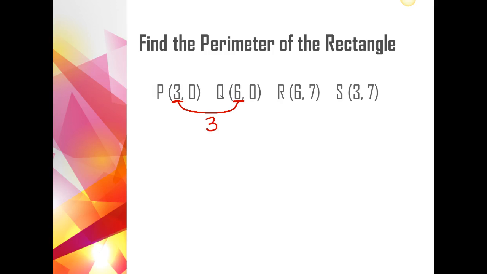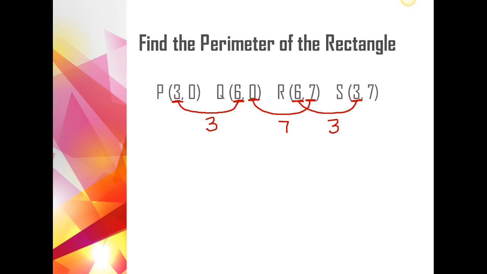When going from Q to R, it is the y value that changes. The difference between 0 and 7 is 7 units. When we next go from R to S, it is the x value that changes. The distance between 6 and 3 is 3 units.